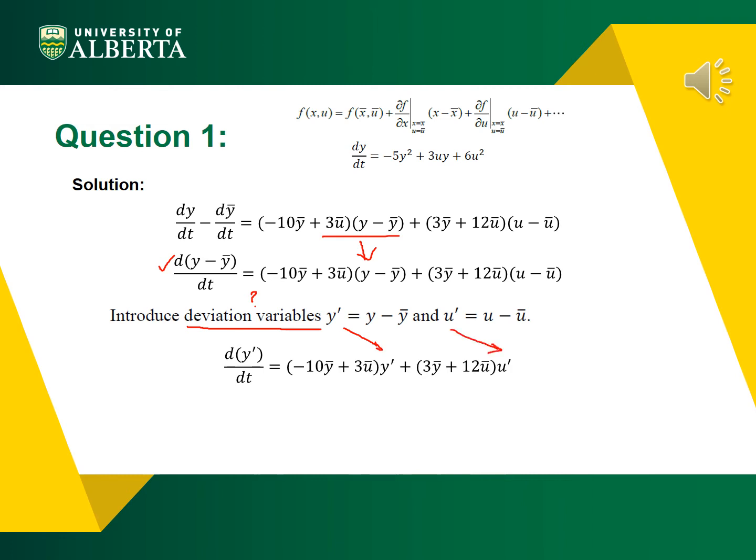So when we are asked to find the linear model from a nonlinear ODE, first you have to write down the general formula which is on top, compute each of the terms in the formula, plug them in, and then finally write it down in terms of deviation variables.